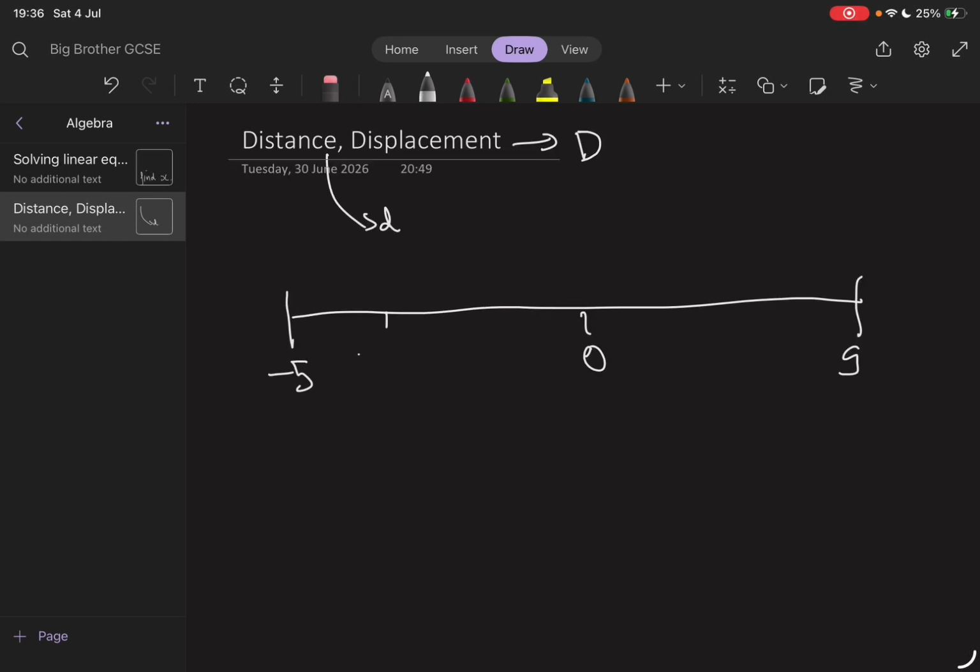Now, I want you to imagine that we started at position -4. We got to position 2, and we finalized at position -1. So our journey looked like this.